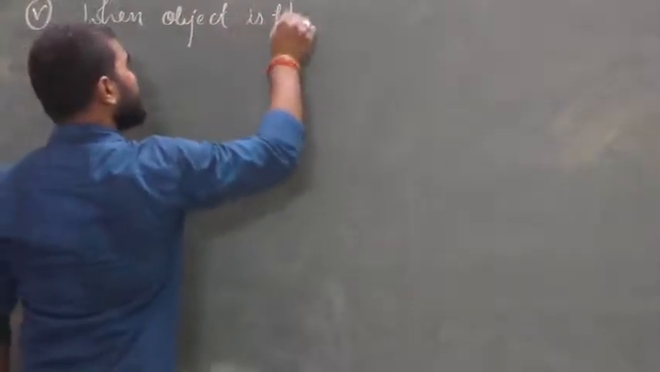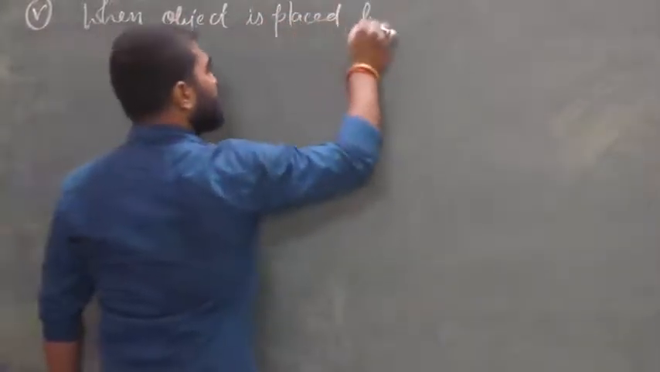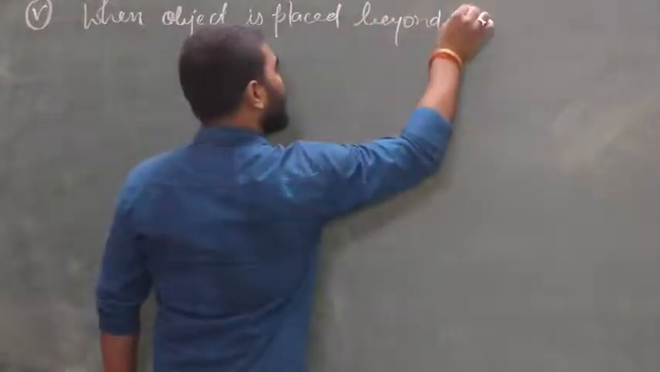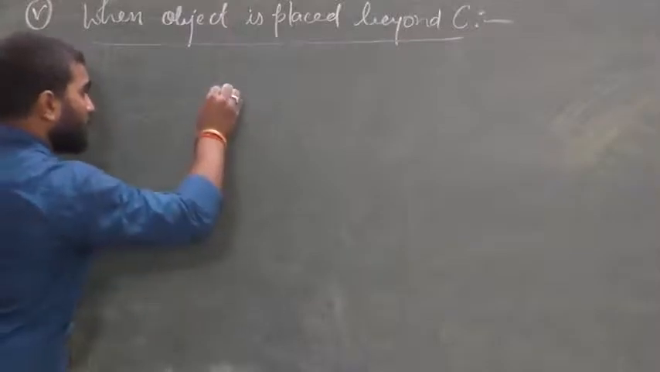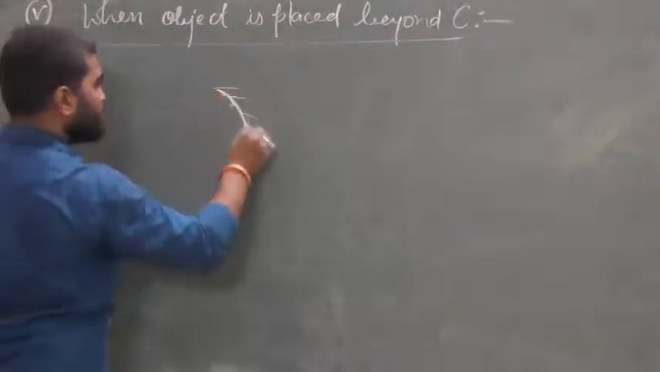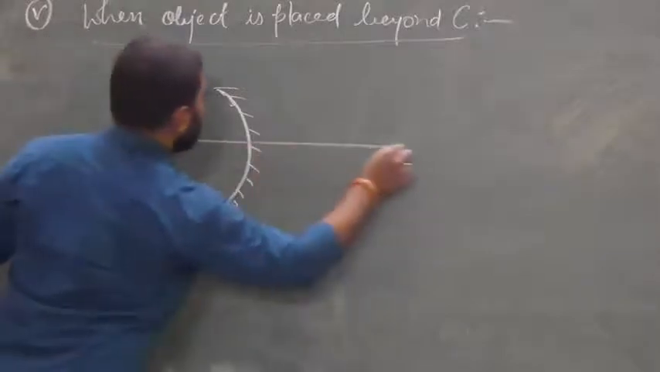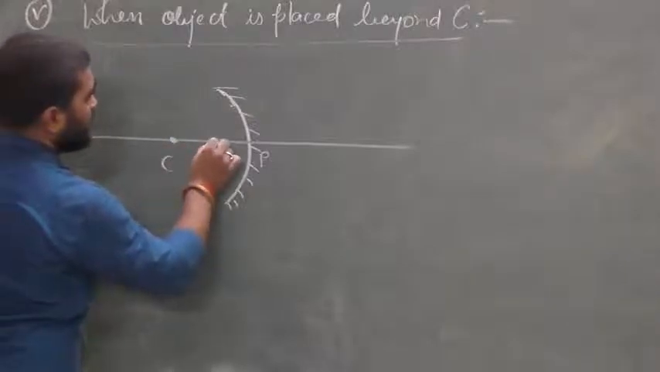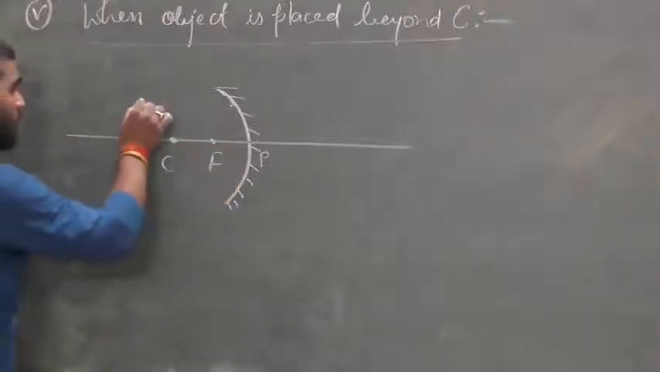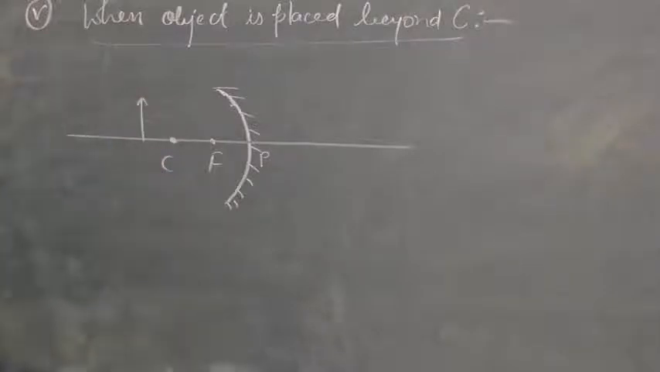So in the fifth case, when the object is placed beyond C, you can see here, this is a concave mirror. This will be the pole, this must be the center of curvature, and this will be the focus. When the object is placed here, what will be the characteristics of the image?